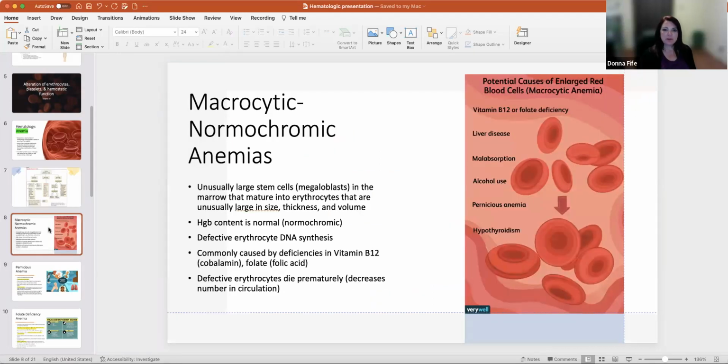Macrocytic normochromic anemias: there are unusually large stem cells, megaloblasts, in the marrow that mature into erythrocytes that are unusually large in size, thickness, and volume, hence macrocytic. Hemoglobin content is normal, and that's why it's considered normochromic. There is defective erythrocyte DNA synthesis, commonly caused by deficiencies in vitamin B12 and folic acid. Defective erythrocytes die prematurely, so it decreases the number in circulation.